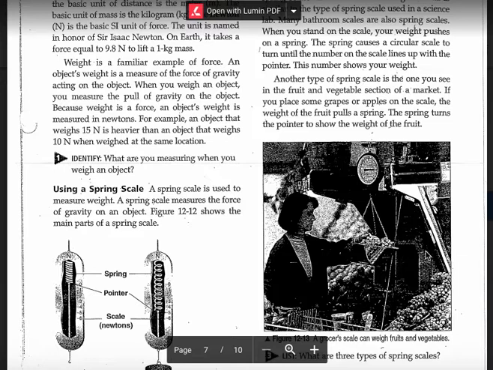I was actually just commenting today that my grocery store doesn't have these, and it's frustrating because you want to know how much food by the pound is going to cost you.